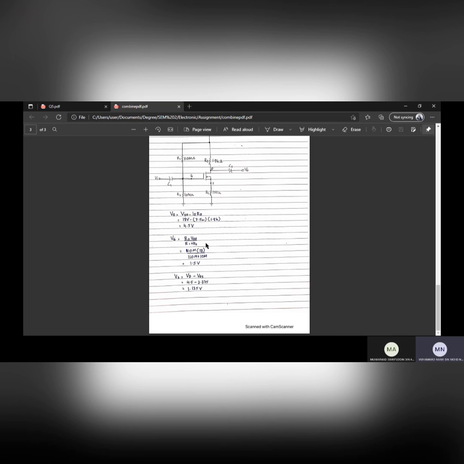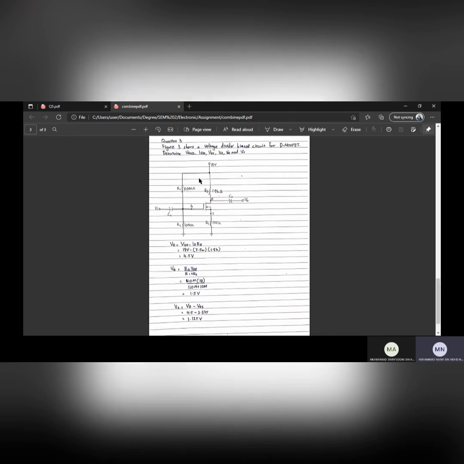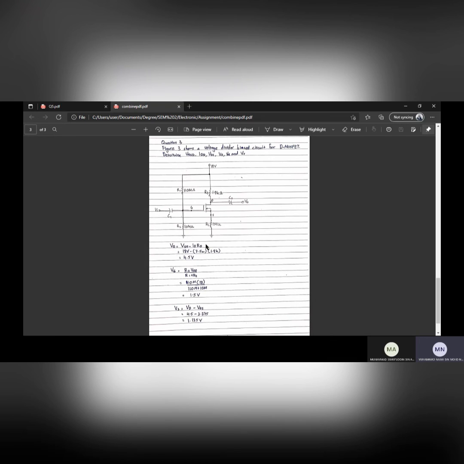Next for VG, the formula for VG is R2 times VDD divided by R1 plus R2. So for R2, which is here, is 10 mega ohm times 18 volt, which is VDD here, and divided by R1, 110 mega ohm, plus 10 mega ohm for R2. So the value for VG is 1.5 volt.